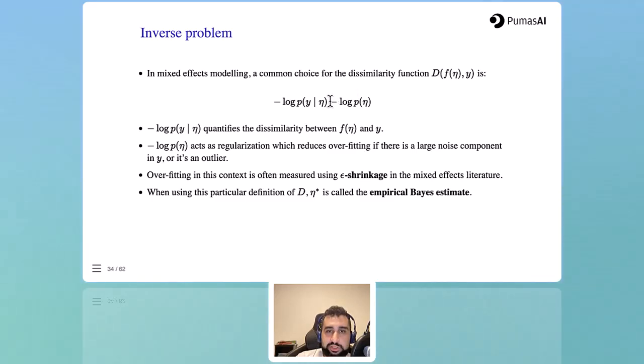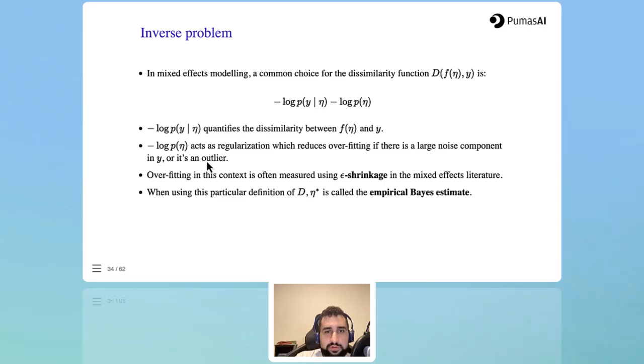So by having this additional term here, it acts as some sort of regularization to reduce overfitting, which is especially important if I only have a few observations and perhaps a large number of random effects or a large number of latent variables. Then it becomes quite easy to just overfit those 2 or 3 observations that I have, let's say in some tumor size over time. And if I have like 3 or 4 random effects, then it becomes easy to overfit. And so the goal of this here is to reduce the risk of overfitting, if there is indeed a large noise component, or some value in y is an outlier, or there are only a few points y and a large number of random effects.